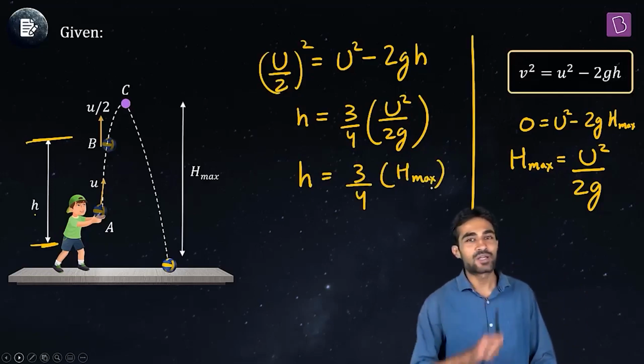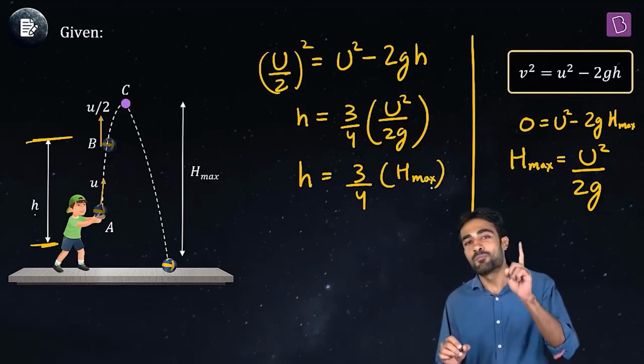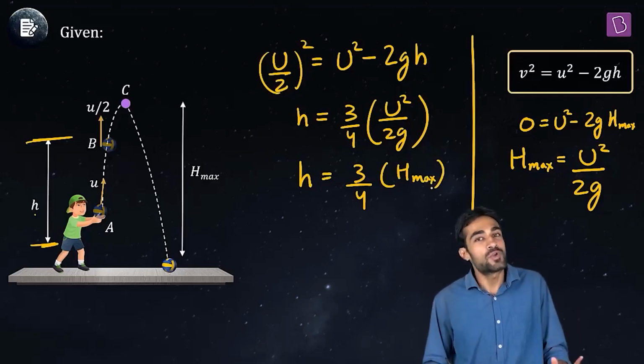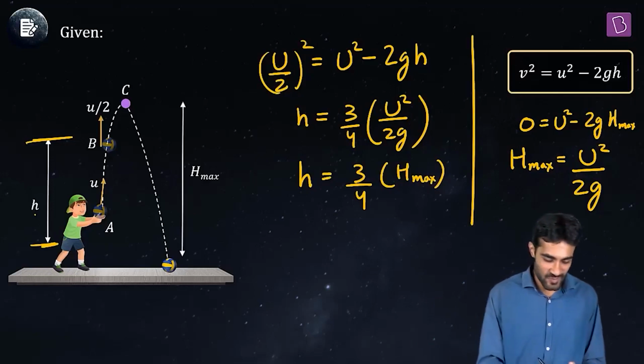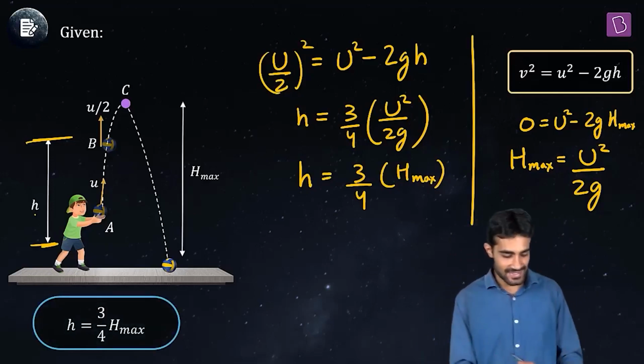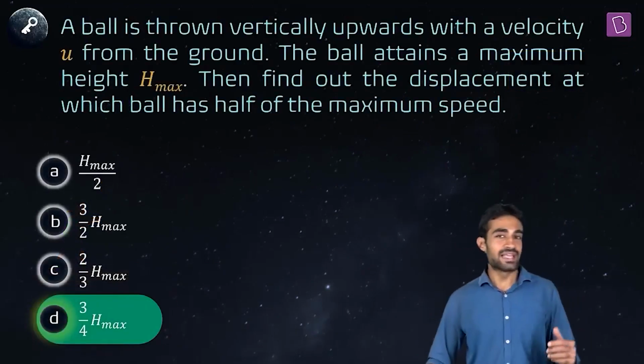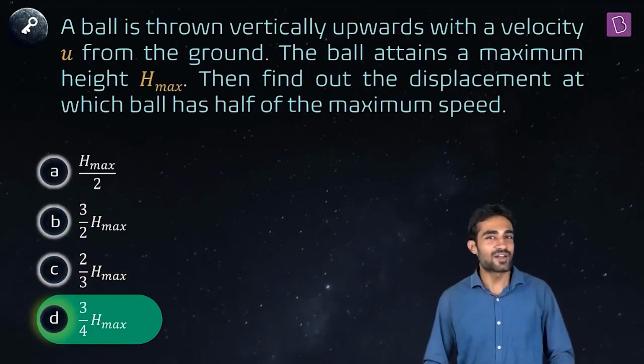Okay, we got the displacement of the ball in terms of maximum height. That's what we wanted. Exactly. So what is the answer? 3 by 4 times H max. Now let's see the options, and we can see that option D is the right answer for our question.